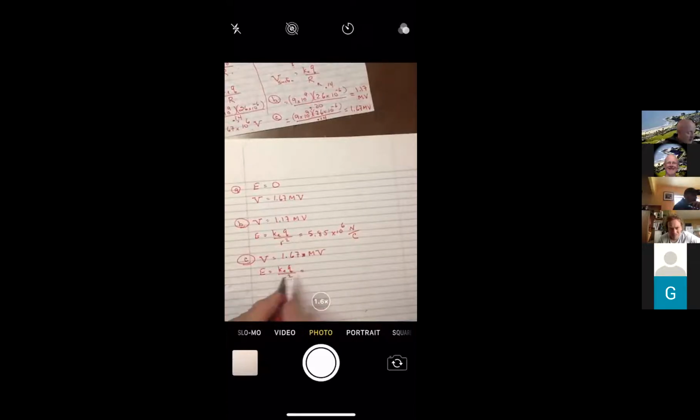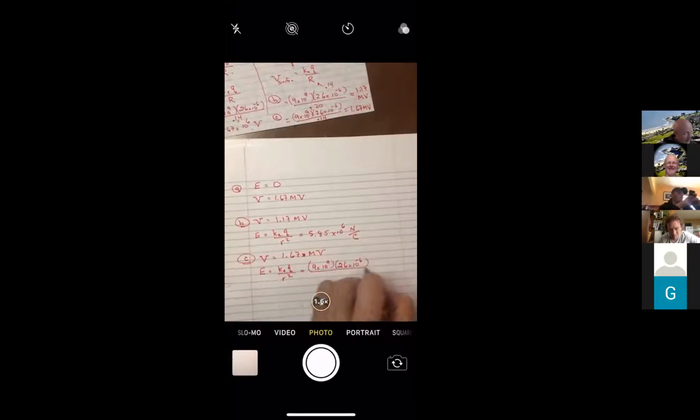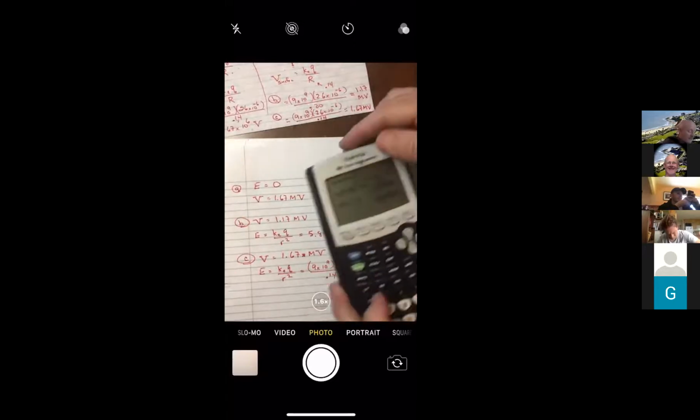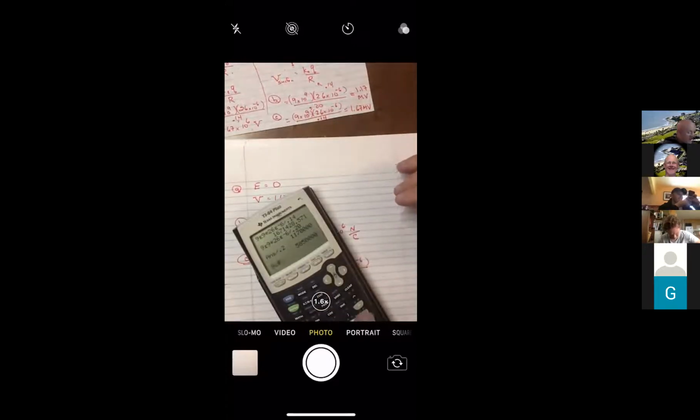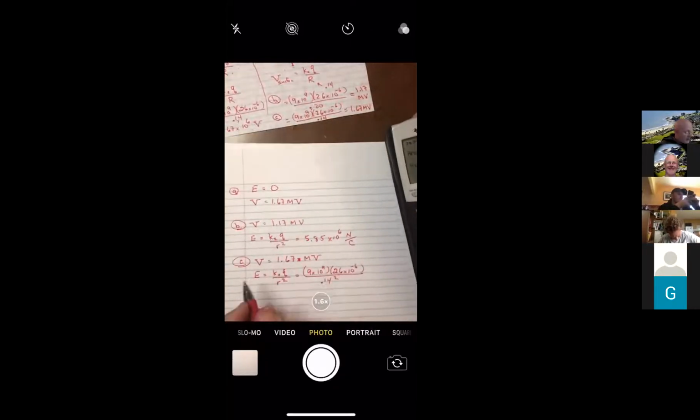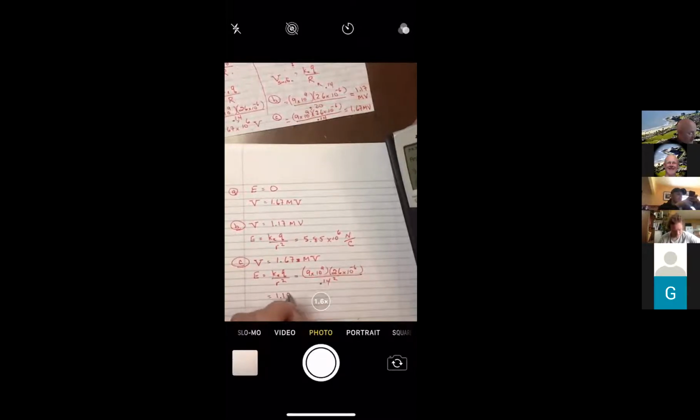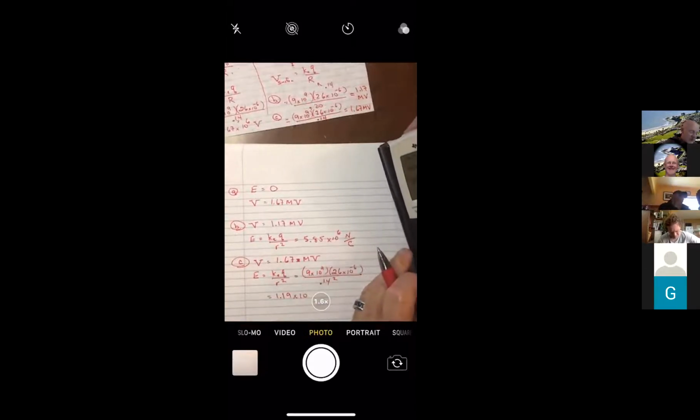And this would be, well, if I put in the numbers, 9 times 10 to the 9th, times the 26 times 10 to the negative 6, and it would be the 0.14 squared. So 9 times 10 to the 9th times 26 times 10 to the negative 6, and the 0.14 squared, coming up with 1.19 times 10 to the 1, 2, 3, 4, 5, 6, 7 newtons per coulomb.